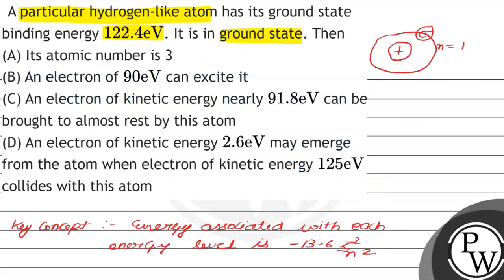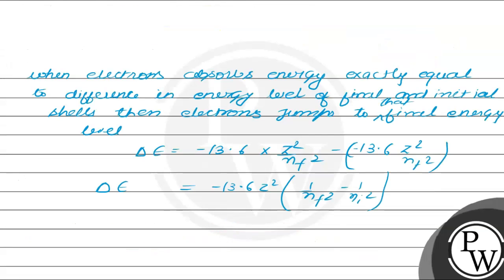Mentioned that this atom has binding energy 122.4 electron volt. So what is meant by binding energy? The binding energy means that this electron gets enough energy so that it gets extracted out from the influence of the nucleus of that atom. That is, if this atom was present in ground state, then after receiving binding energy, it will reach n equals to infinity. At n equals to infinity, this electron will not experience any force from this nucleus. So n final will be infinity.